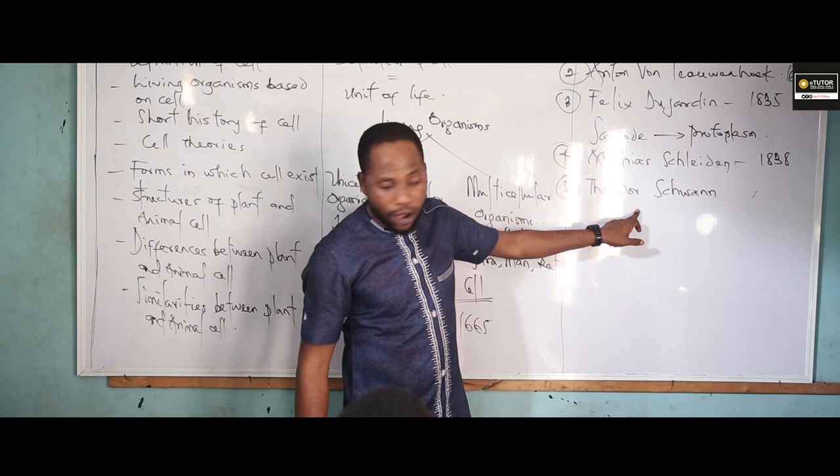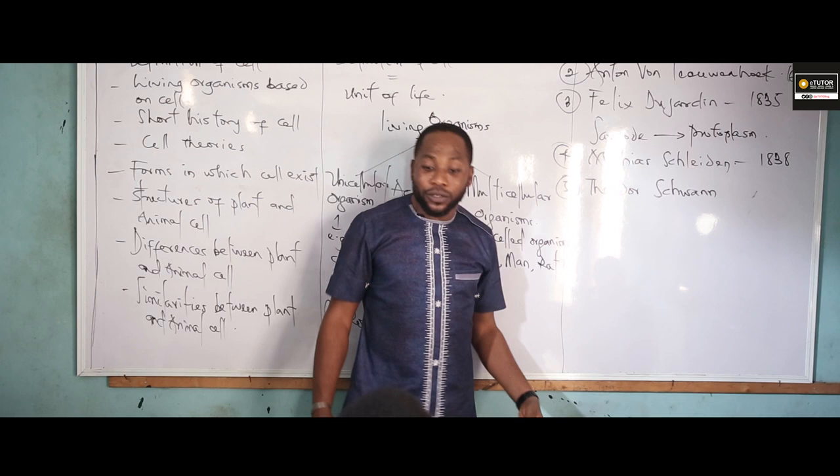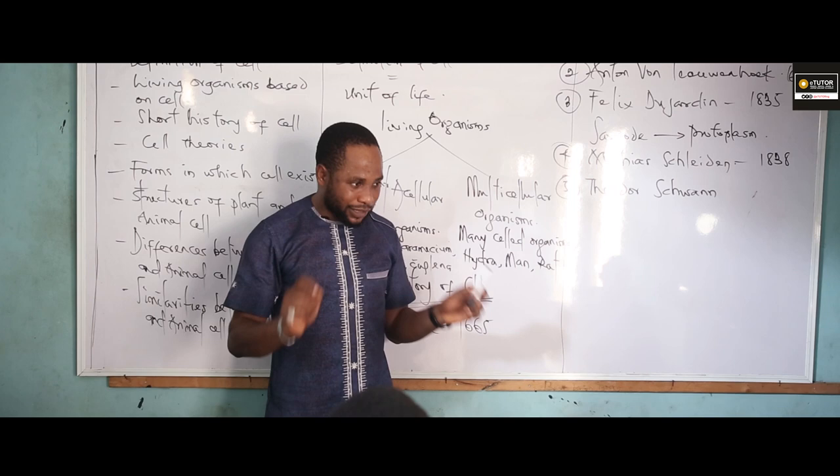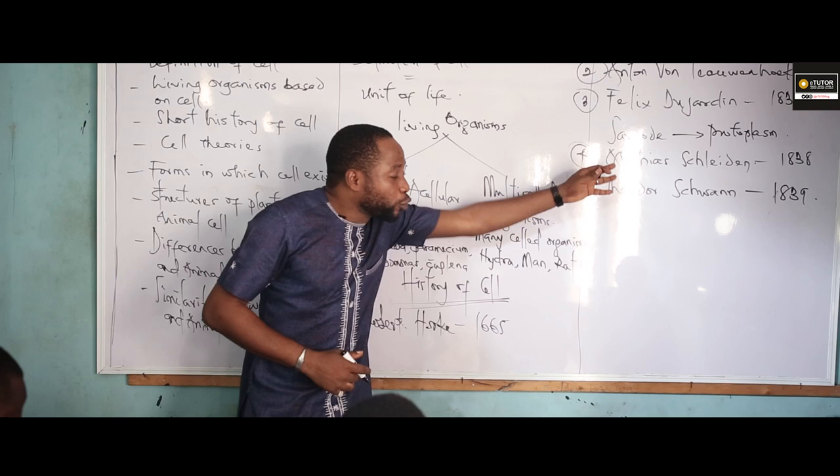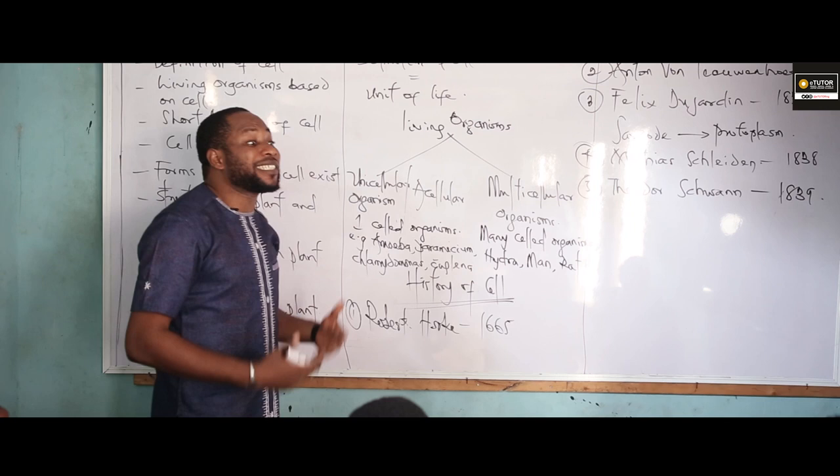So when Schleiden was working on plants, Theodor Schwann was working on animals. And he discovered that every part of an animal is made up of cells, in the year 1839. It was after their discovery that both of them propounded the cell theory. Are you getting me now?